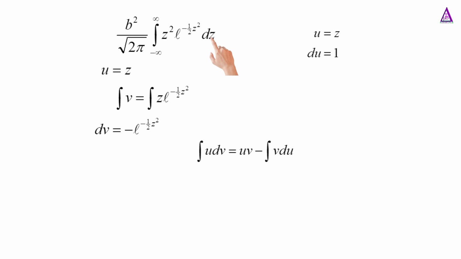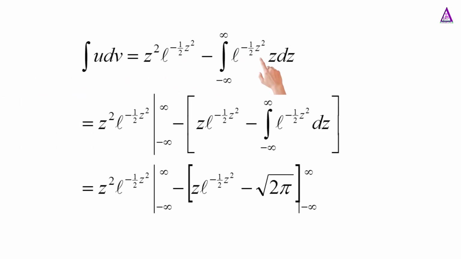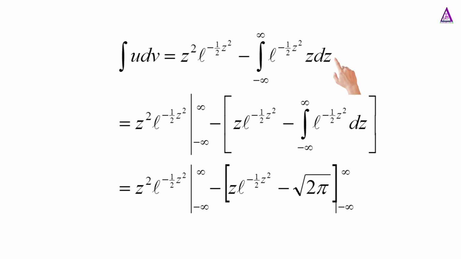We say let u equal to z and integral v equal to integral z exponential raised to power negative 1 divided by 2 z squared. So our v now equal to negative exponential raised to power negative 1 divided by 2 z squared, and our du here equal to 1. So using integration by parts, and the formula of integration by parts equal to integral u dv equals uv minus integral v du. Using integration by parts for the first time, we obtain this result.